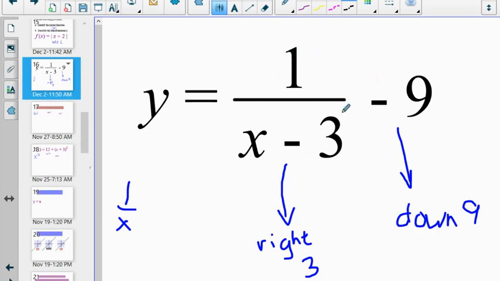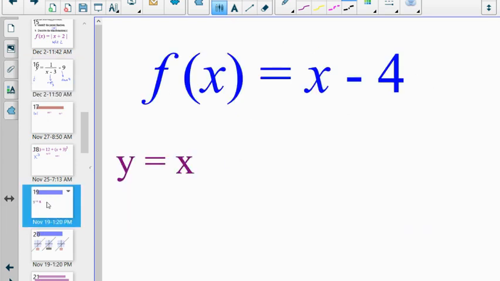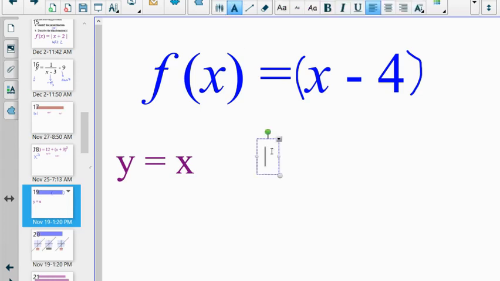Not quite as easy here because I don't have those parentheses or grouping symbols, but I've got my 1 over x function. The x is replaced with an x minus 3. That's inside the function. But when I look at something like this, I could think of it as y equals x minus 4, or I could also think of that as the x is replaced by an x minus 4. So we've got two different possibilities here. If I think of it like I've got shown with the current grouping symbols, replace the x with an x minus 4, that would move this graph to the right by 4.